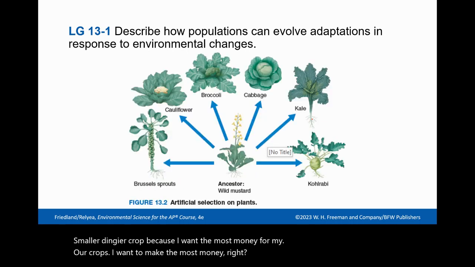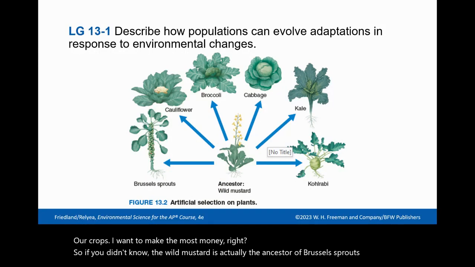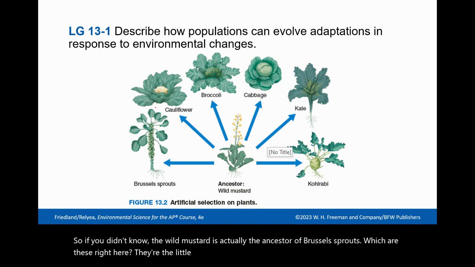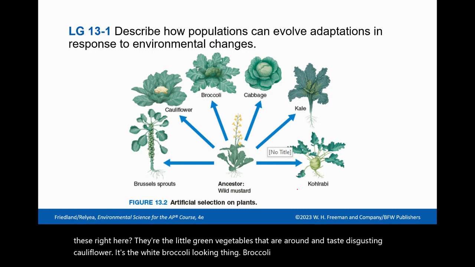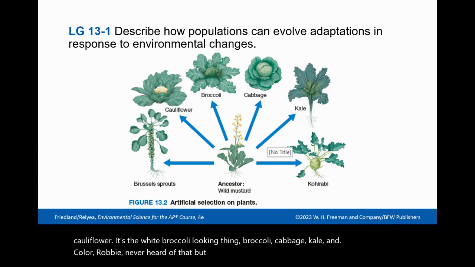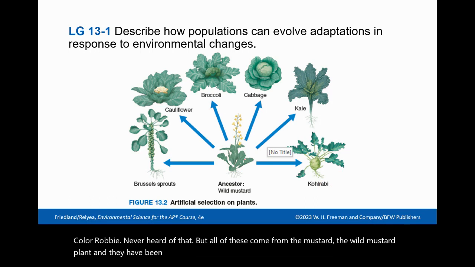So if you didn't know, the wild mustard is actually the ancestor of Brussels sprouts, which are these right here. They're the little green vegetables that are round and taste disgusting. Cauliflower, it's the white broccoli-looking thing. Broccoli, cabbage, kale, and wasabi. Never heard of that. But all of these come from the wild mustard plant, and they have been bred over time the way we wanted them.